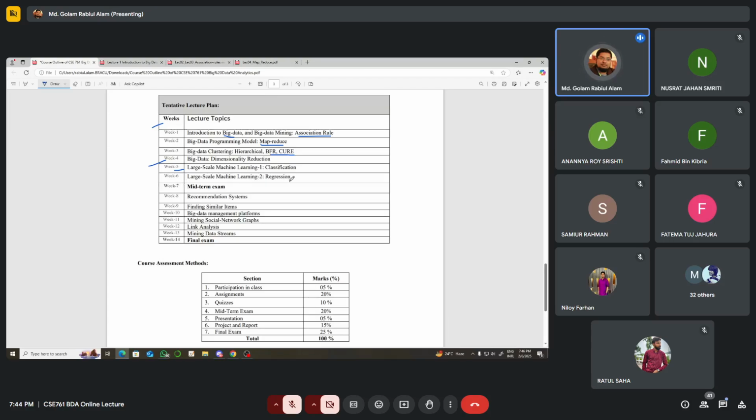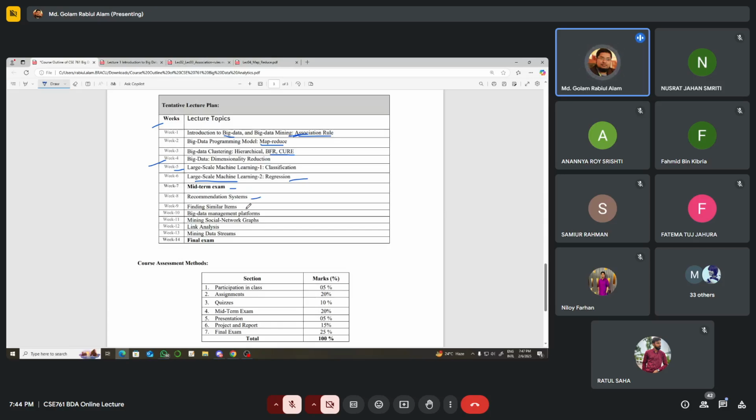And week 6, we will discuss the regression algorithms. Those are the large scale machine learning or regression methods to deal with big data. And then the midterm exam, and after that we will discuss the recommendation systems, specifically big data recommendation systems. And then finding the similar items, specifically the association rule.